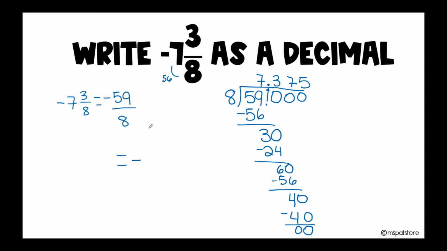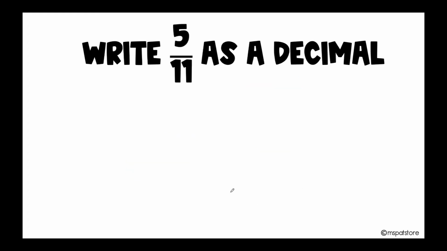Remember that this was negative. Negative 7 and 375 thousandths. So this is my final answer. Again, this is a terminating decimal, okay? Pause the video and try to do this one by yourself.